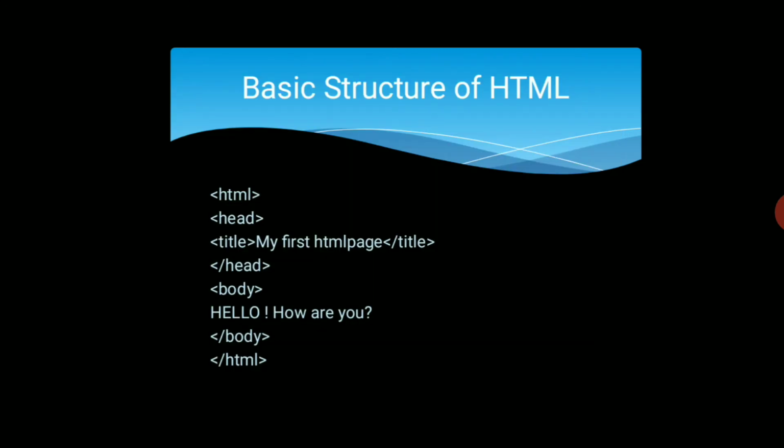Now let's see what is the structure of HTML. How does the HTML code look like? So the first line will always be the HTML tag. Next line will be the head tag. Head tag means the heading of the page.